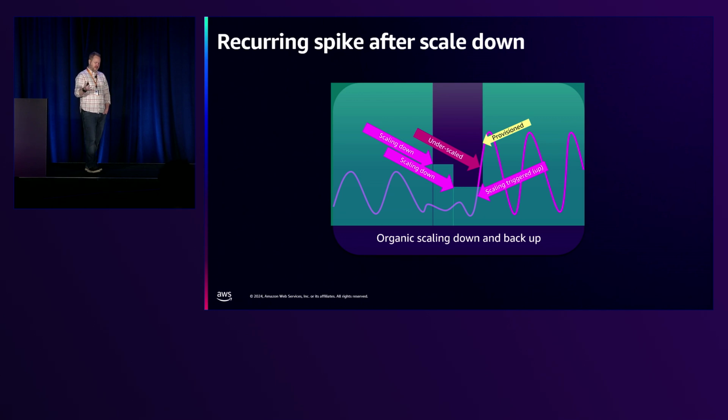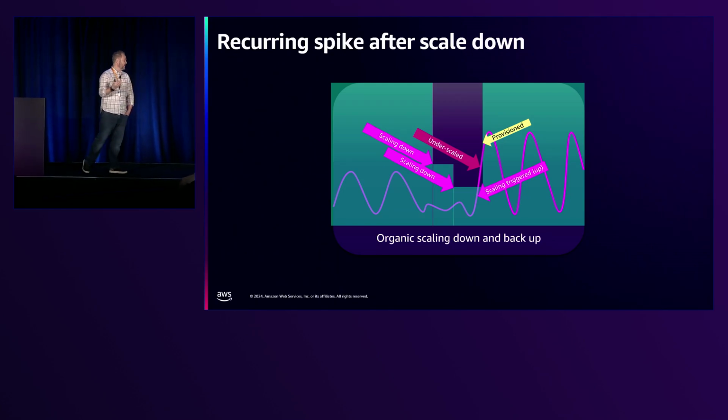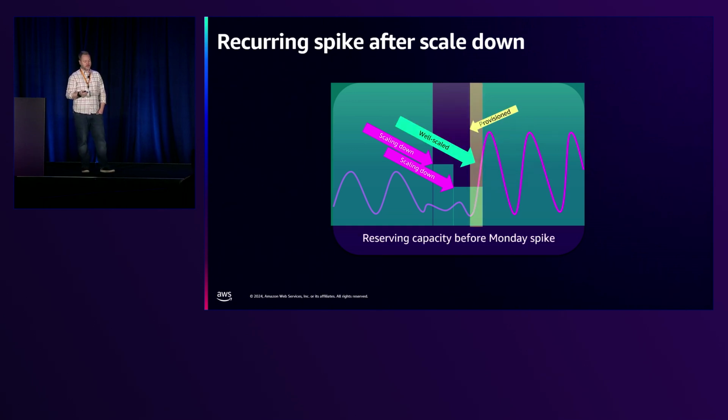So this is our Monday example. You can see that we had a couple scale downs over the weekend. And then when Monday came, we didn't have enough capacity. And so we scaled, but there were minutes there where we weren't caught up yet. So provisioning an hour before the start of the market is a great way to be ahead of this.